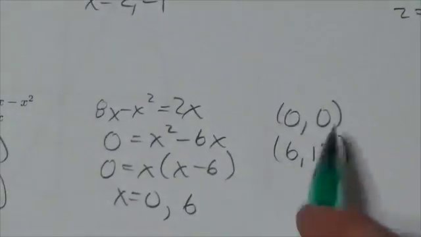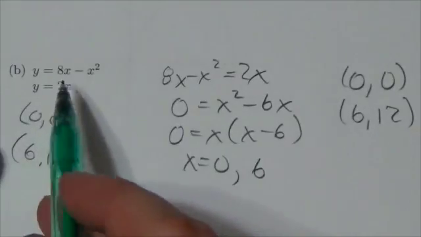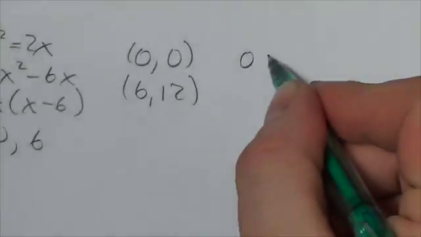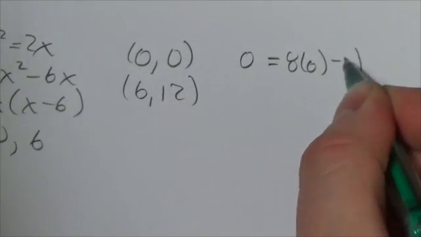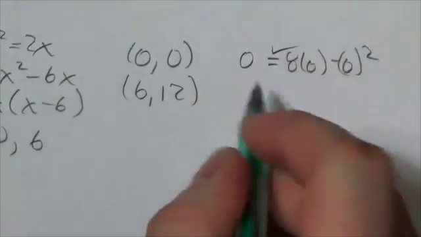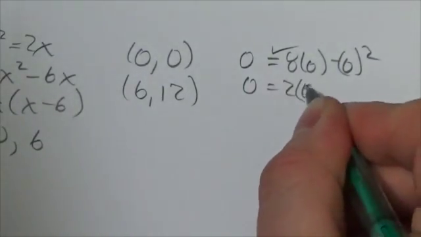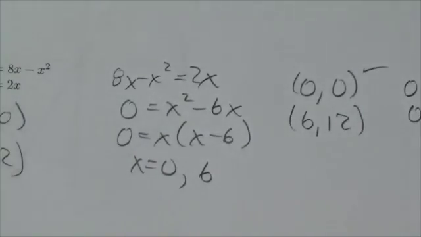Now to verify it, I'm going to take that system there, and those 2 points, and plug them individually into the system. So does 0 equal 8 times 0 minus 0 squared? Well, yeah, both sides are going to go to 0. Does 0 equal 2 times 0? Well, yes, it does. So that first point there works.